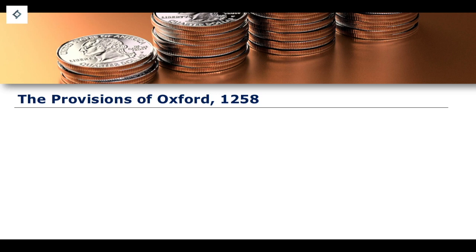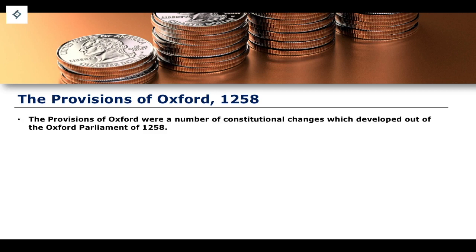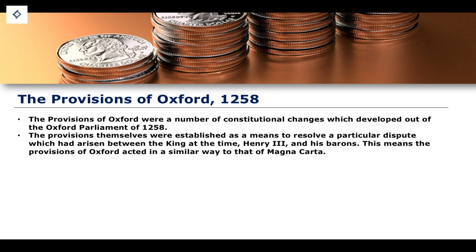So, for those of you who have studied law or history, you'll be familiar with Magna Carta from 1215, but you might not be as familiar with the Provisions of Oxford, because the Provisions of Oxford were actually quite similar to that of Magna Carta. There were a number of constitutional changes which developed out of the Oxford Parliament of 1258.